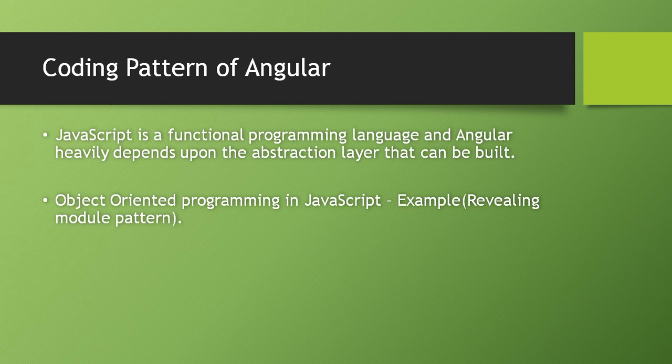So we all know JavaScript is a functional programming language, and Angular is heavily dependent upon the abstraction layer that can be built. The way Google has designed it, it has a very good abstraction support. That is why you can do such powerful programming based on that.